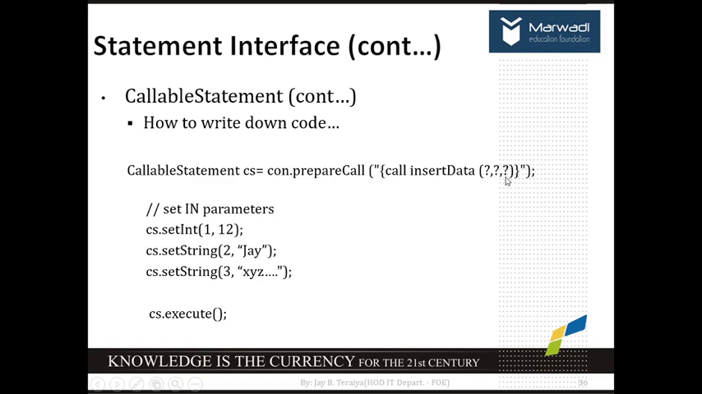So what exactly we are doing, you can write down a certain hard coded value over here, or you can also say that set these 3 parameters later on. So I am doing something like this, callable statement dot set integer 1 comma 12, right? That will be something like my roll number, name and address, that parameter I have set.